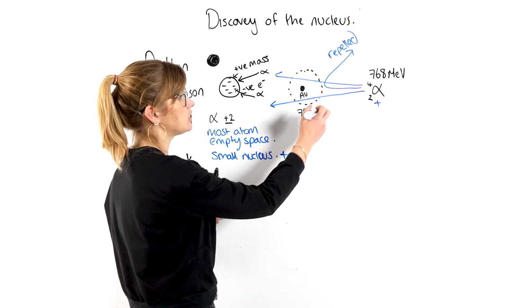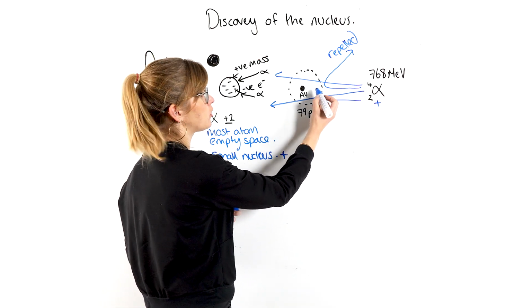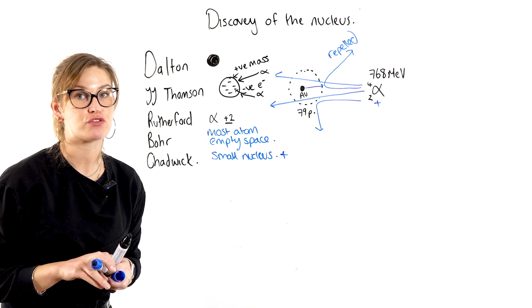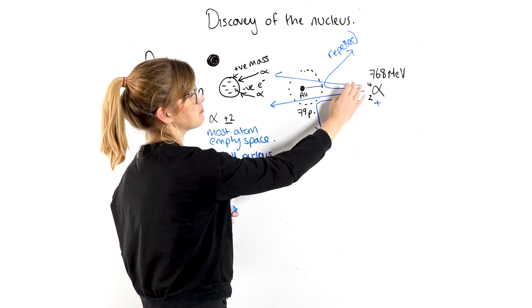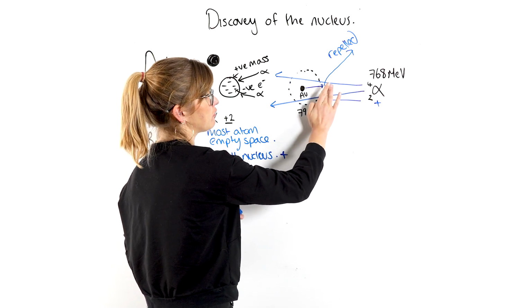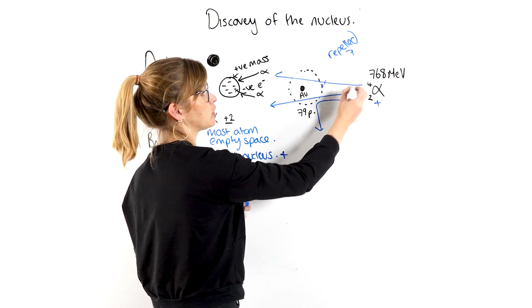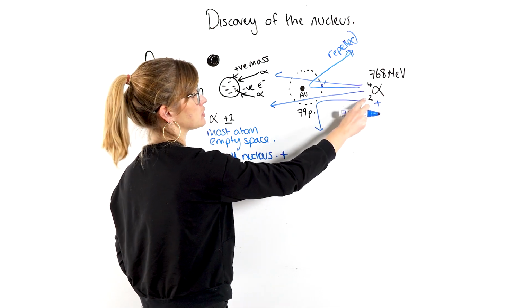So what he did then was he found out the distance of closest approach. So we got an approximation for the size of that nucleus. So again, if my dotted line represents my atom, we can see that most of the alpha particles went straight through. If we look at our alpha particles, because we're looking at the distance of closest approach to get an approximation of nuclear size, they went in and then they got repelled away. They got repelled by that positive nucleus.